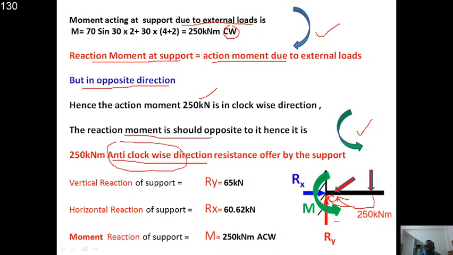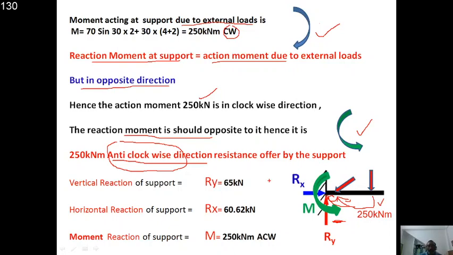You observe the symbol here. I have taken the moment in the anti-clockwise direction, right? So this is the support reaction, and these are the external load moments, right? The load moment is in the opposite direction of the support reaction moment, right?